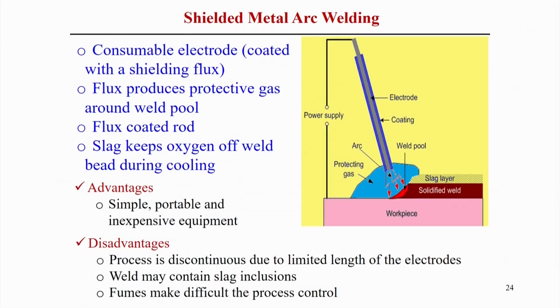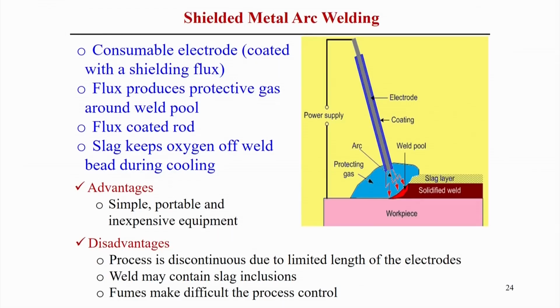Now, we will look into the other welding process, called the shielded metal arc welding process. It is well known, but here we are trying to focus on some typical characteristics of this welding process. First, it is definitely the most commonly used, and this welding process is used in construction also.